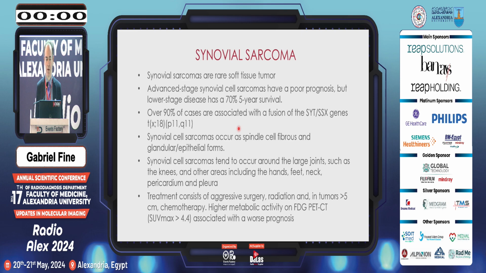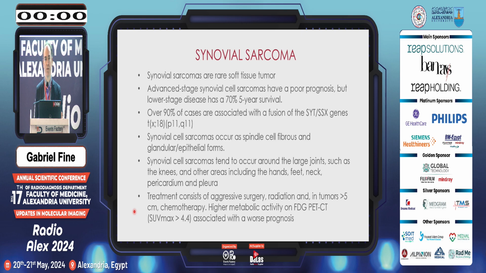Synovial sarcomas are rare soft tissue tumors. Advanced stage synovial sarcomas have a very poor prognosis. Almost all of the patients have a fusion of the SYT-SSX genes. They occur as spindle cell, fibrous, and glandular epithelial forms. They tend to occur around large joints, such as the knees, and other areas, including the hands, feet, neck, pericardium, and pleura. Treatment consists of aggressive surgery, radiation, and in tumors greater than 5 centimeters, chemotherapy.